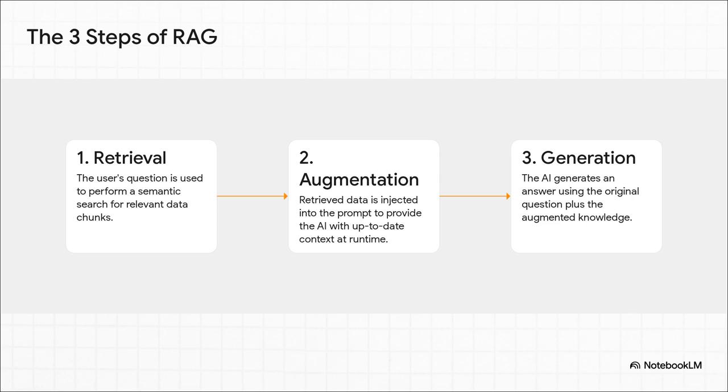Then, and this is the key step, comes augmentation. The system takes those relevant chunks it just found and literally stuffs them right into the prompt it's about to send to the AI. And finally, you get generation. The AI doesn't just see your question, it sees your question plus all that juicy relevant context, letting it create an answer that's actually grounded in your private data.